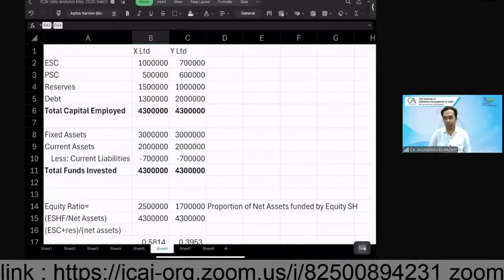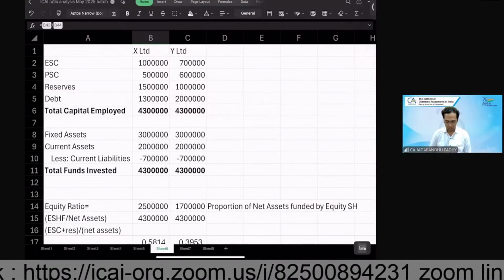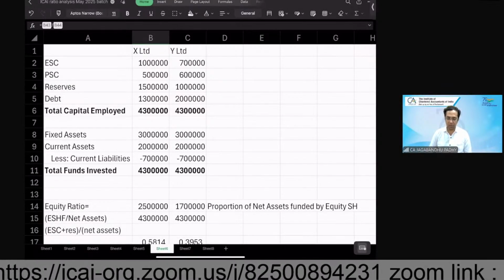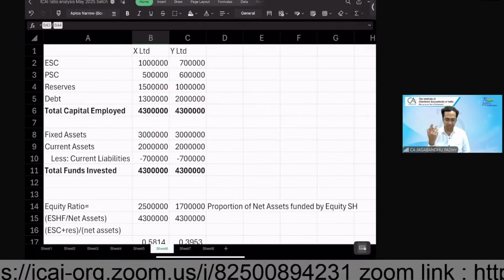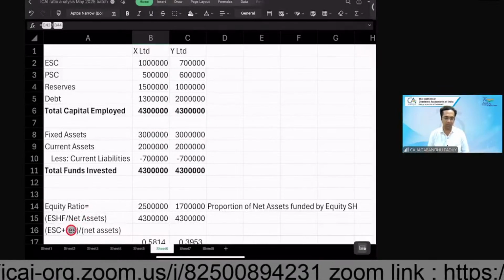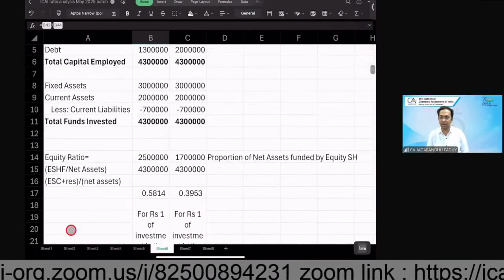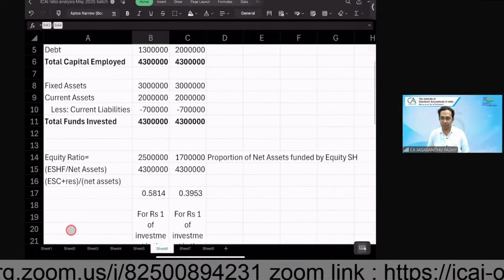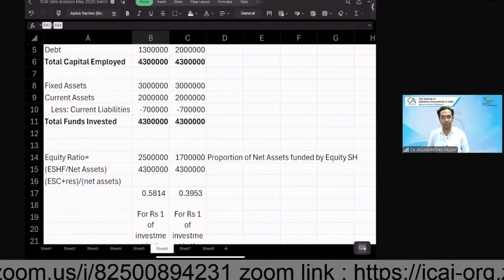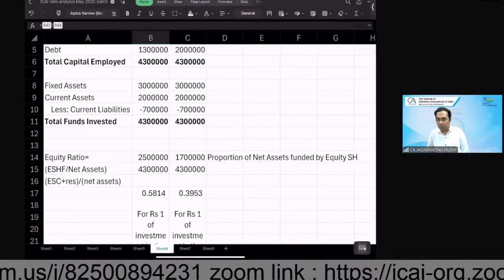Sir, in this net assets, do we include fictitious assets? No, fictitious assets are never considered in net assets. In fact, when you're calculating reserves, fictitious assets will be subtracted from that. Got it, sir. Thank you. Okay, Rosaline.